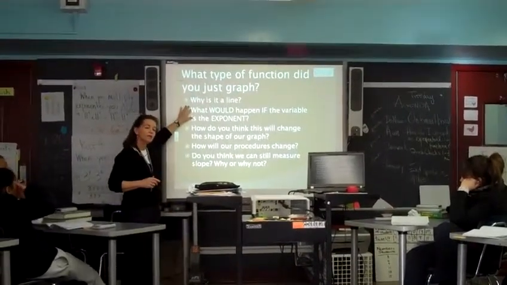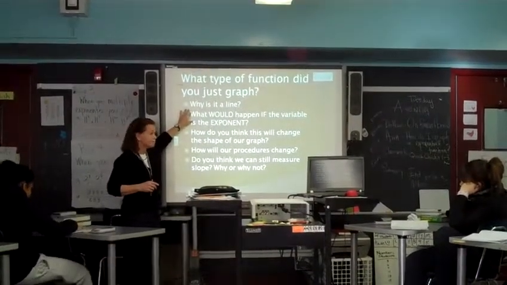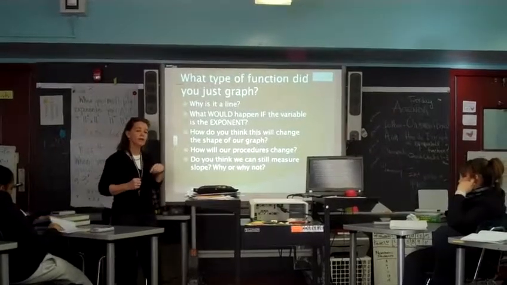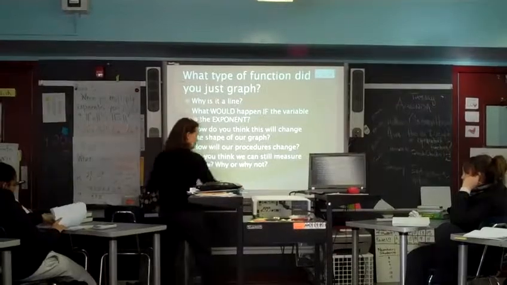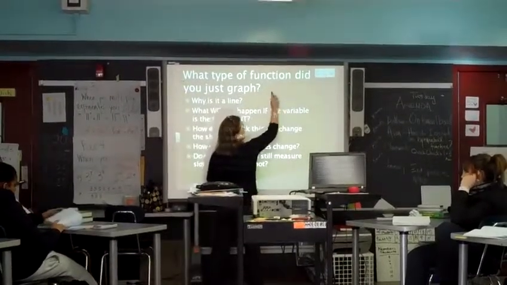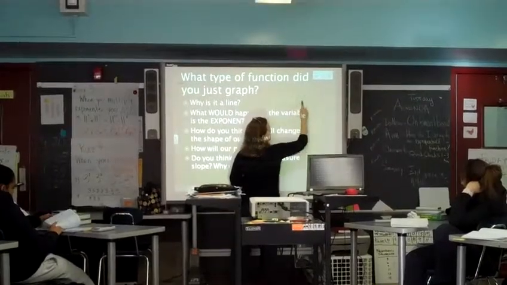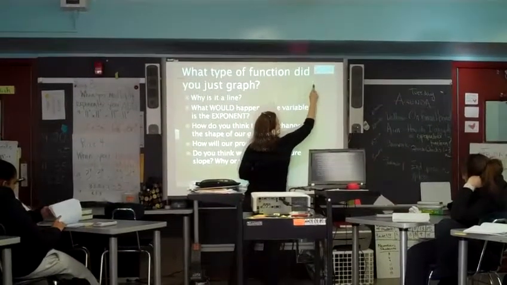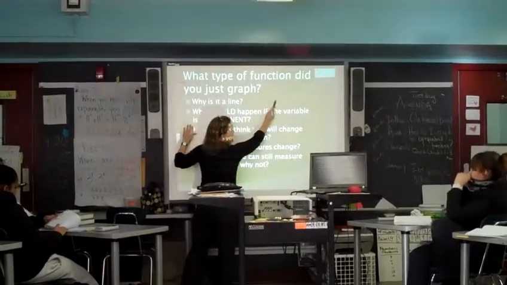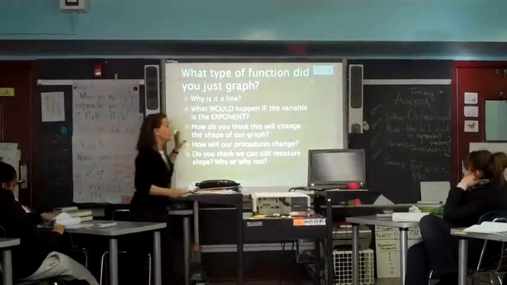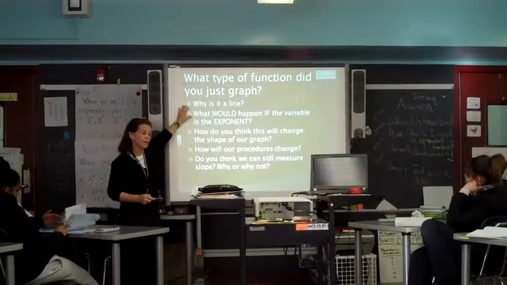So what happened if the variable became the exponent? What does that mean? Like, it's called x to the second power, x squared. Well, what we're saying is that y equals some constant, and the variable is up here in the exponent's place. So my output is equal to my constant times a raised to the power of the exponent, which is the variable.